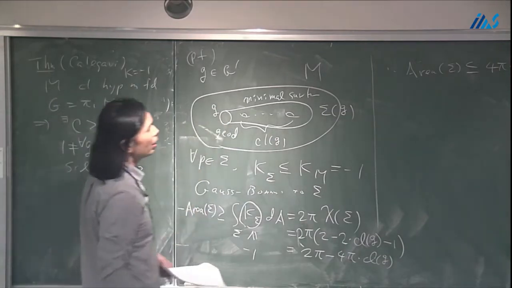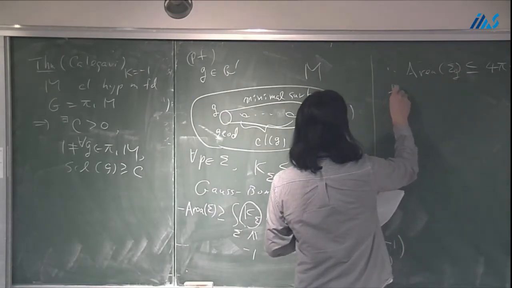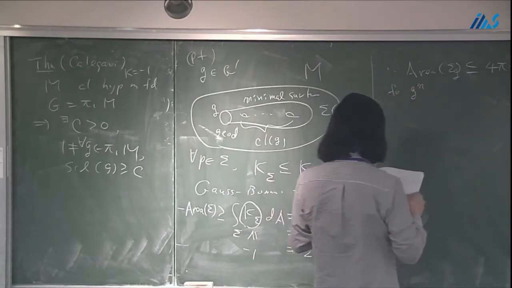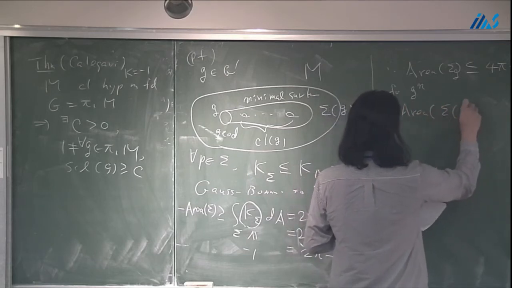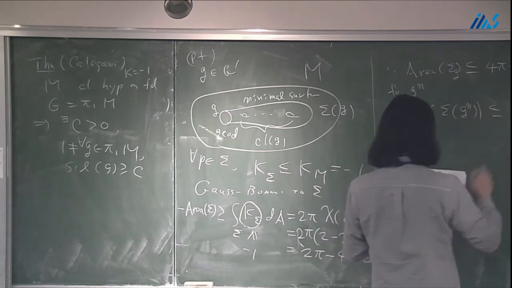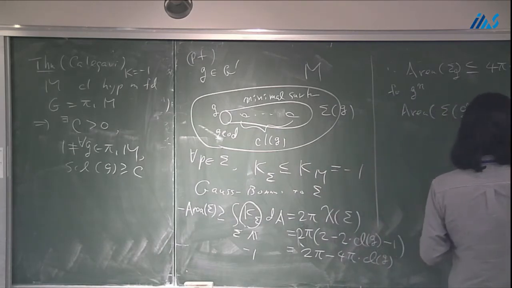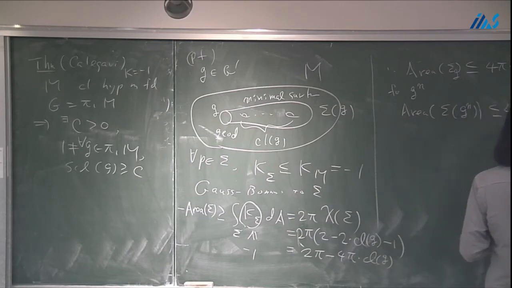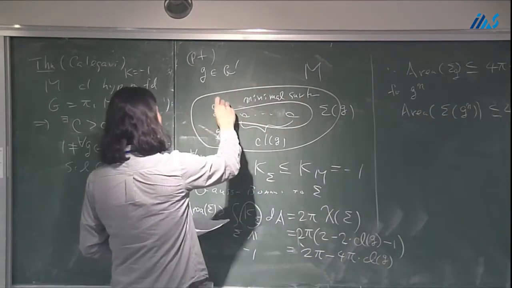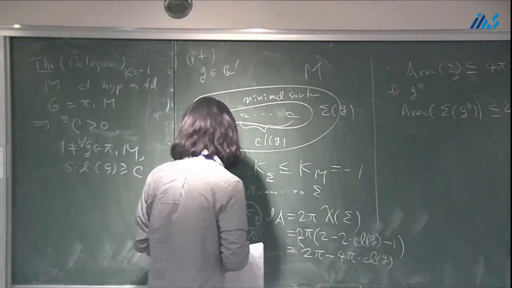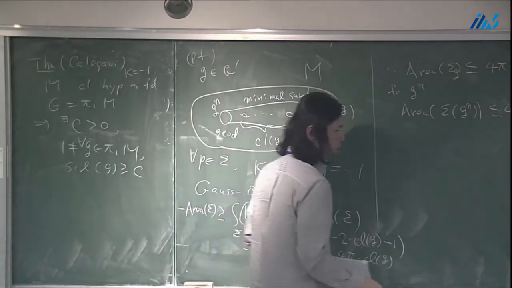So now I do it for G to the n. Then I get that the area of the minimal surface for G to the n is at most 4 pi times commutator length of G to the n minus 2 pi, for any n. All right? Now I would like to estimate the area of this surface from below.